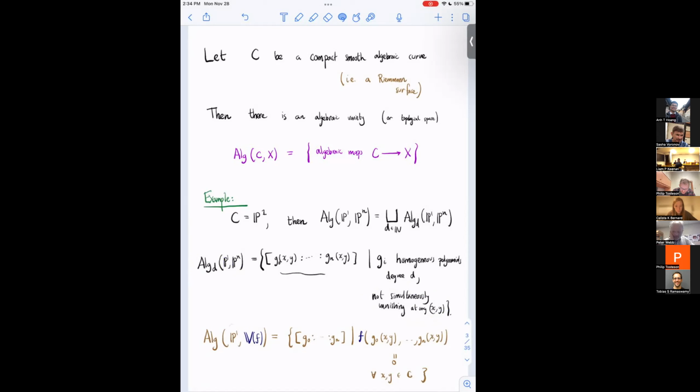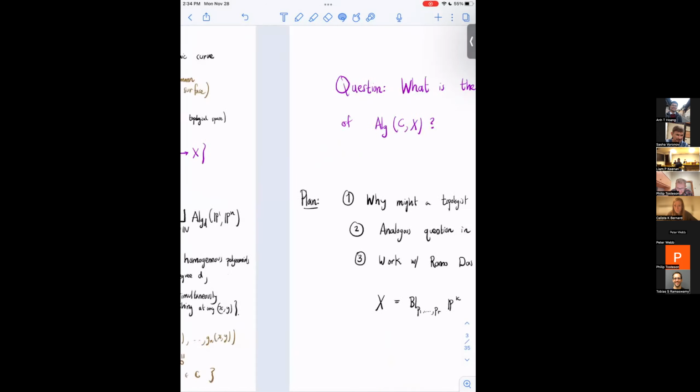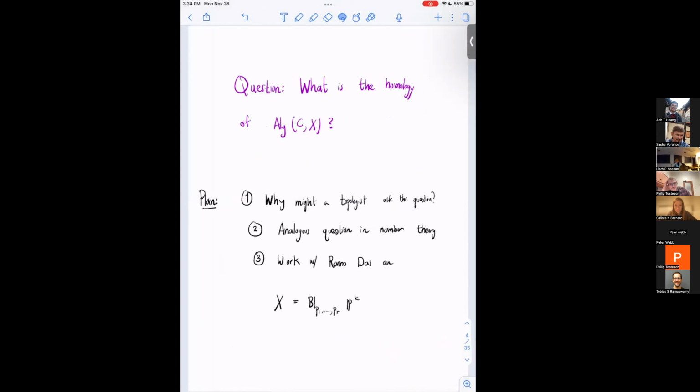And if you're considering maps from P^1 to X, that's pretty similar. You just impose an extra condition on your tuple of polynomials: that when you plug them into F, you get zero. So you can topologize this space pretty easily, and you can look at the closed space where F vanishes. So we have this topological space, and the key question, the motivating question of the talk, is: what is the homology of the space of algebraic maps from C to X?